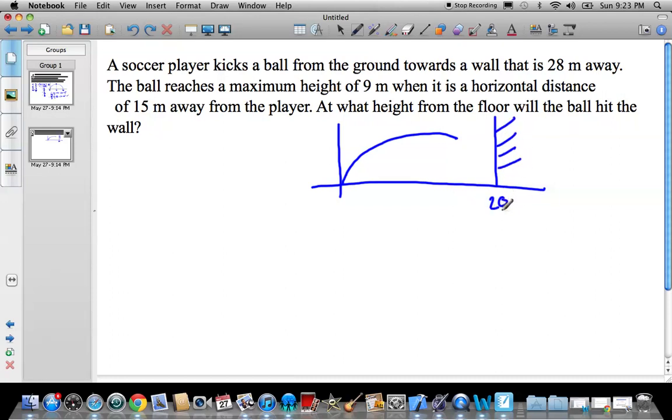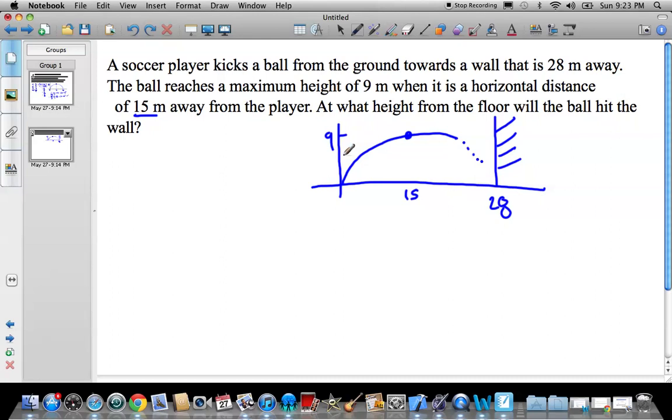28 meters. And we are unsure whether it's going to hit or not. The ball reaches a maximum height of 9 when it is a horizontal distance 15 meters away. So some maximum here of 15 and 9. At what height from the floor will the ball hit the wall?